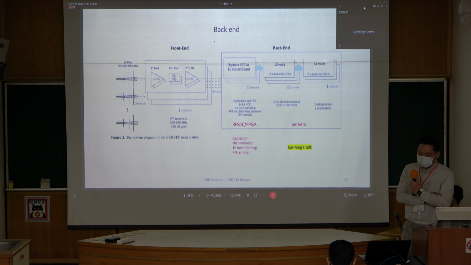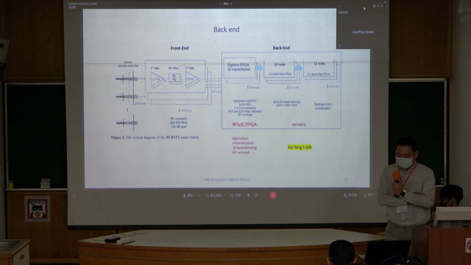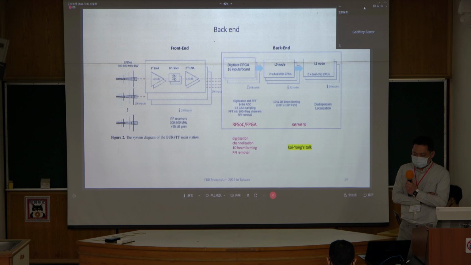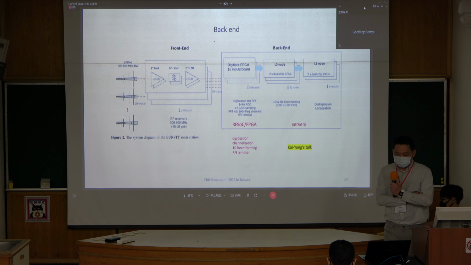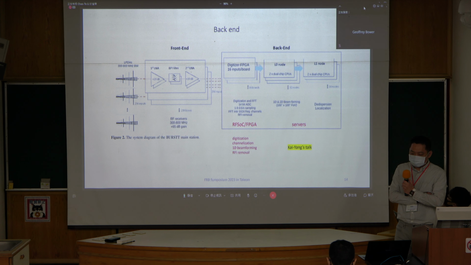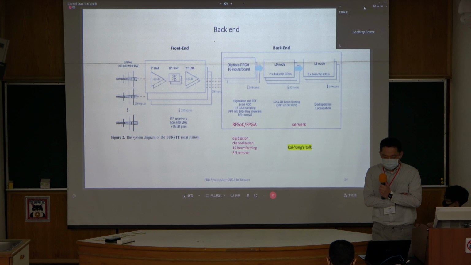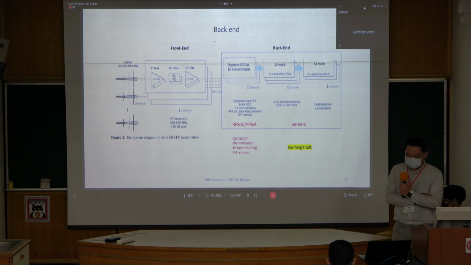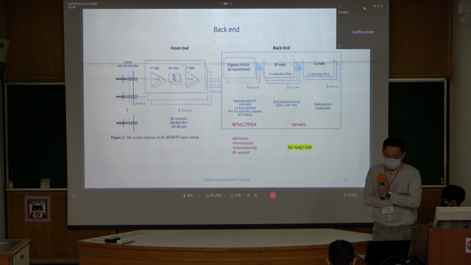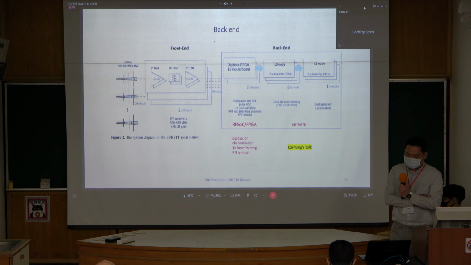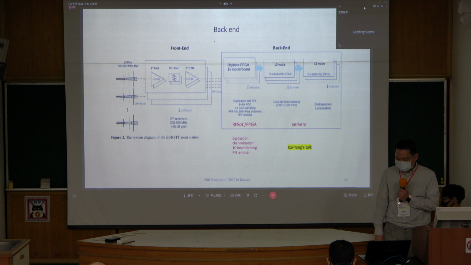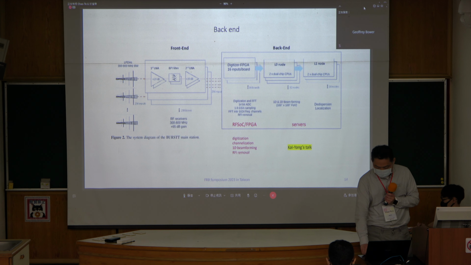In the back end, we use RFSoC and the FPGA to digitize and channelize the time domain signal from the antenna. We can also do 1D beamforming and RFI removal using the FPGA. And the second beamforming and the dedispersion are carried out in the server. I'd like to refer you to Kyle's talk for the back end later on.